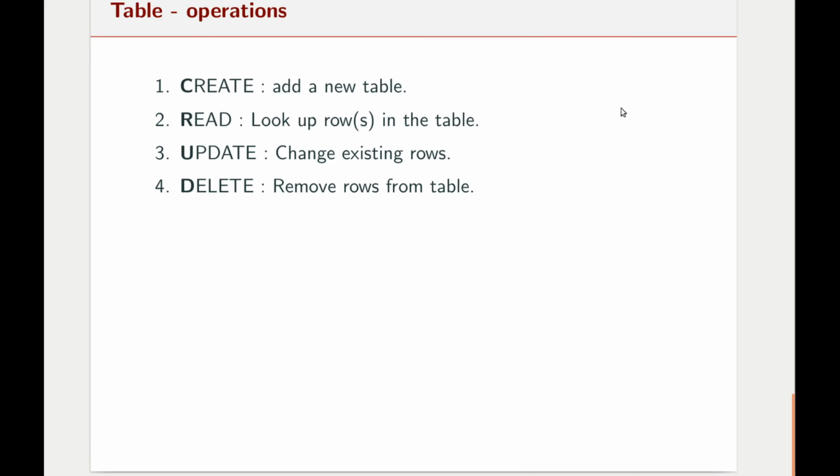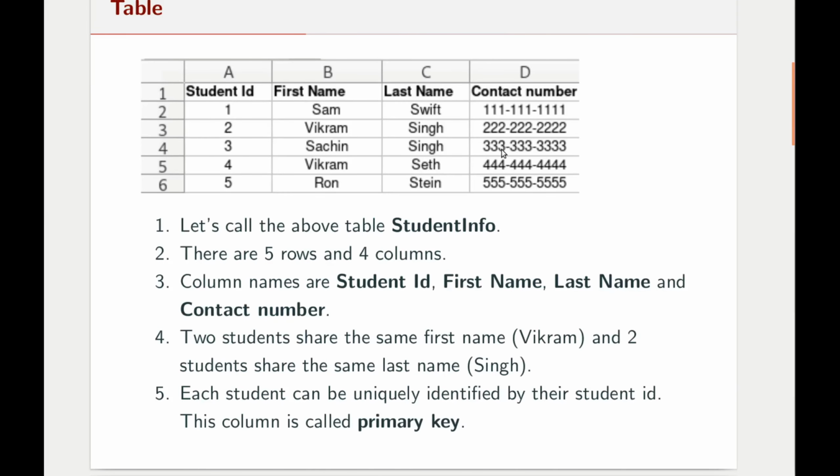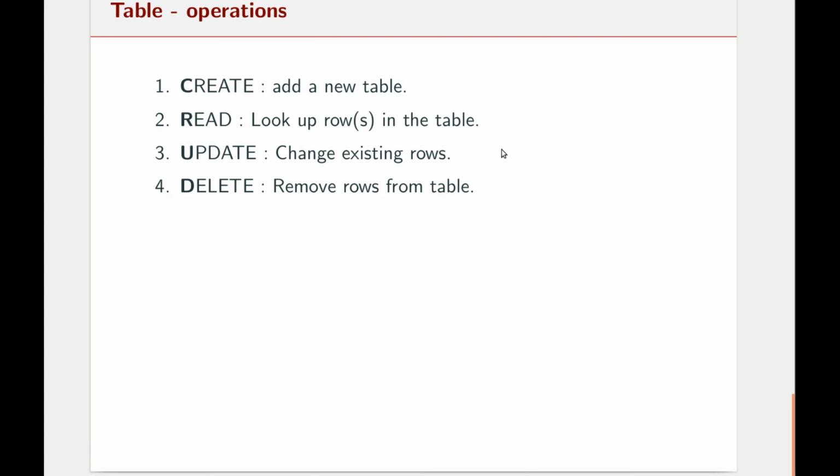The 4 basic operations involved in the database world are: create, for example, creating a new table. Read means looking up information inside a table. Update means you change the value of an existing row. For example, you can go ahead and update the contact number for a particular student. That would be an update scenario. And then delete involves removing rows from a table. So in the database world, this is called CRUD. C stands for create, R stands for read, U stands for update, and D stands for delete.